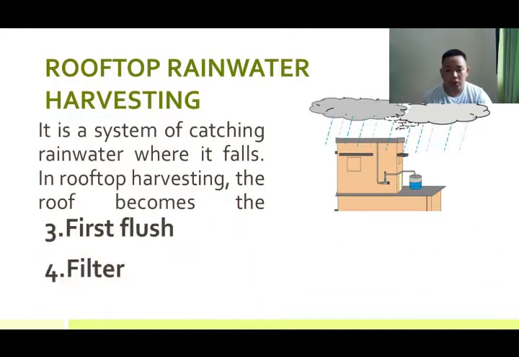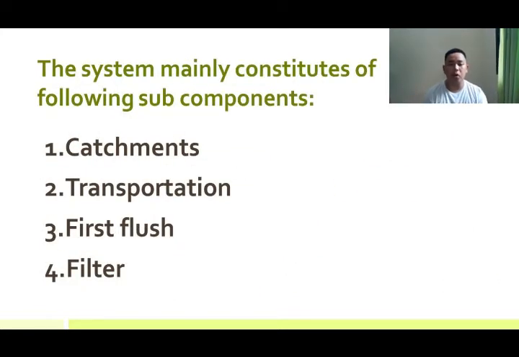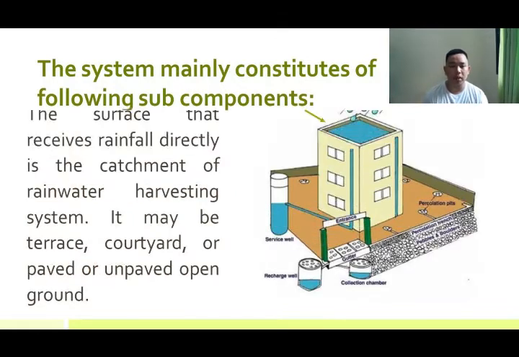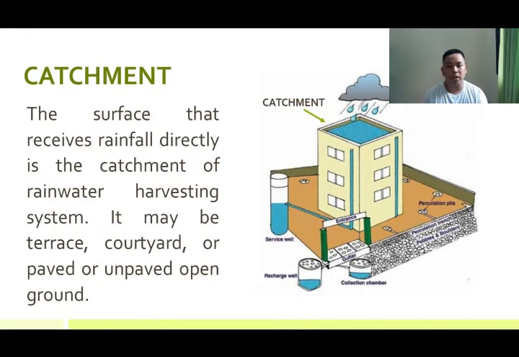Sa system na to, may mga iba't ibang components sa rooftop rainwater harvesting. Una, catchment. Pangalawa, transportation. Pangatlo, first flush. At pang-apat, filter. Yung catchment, yun yung sumasalo sa tubig ulan. Example, yung roof natin or yung rooftops.